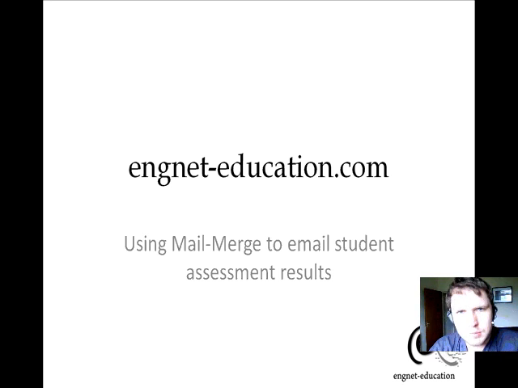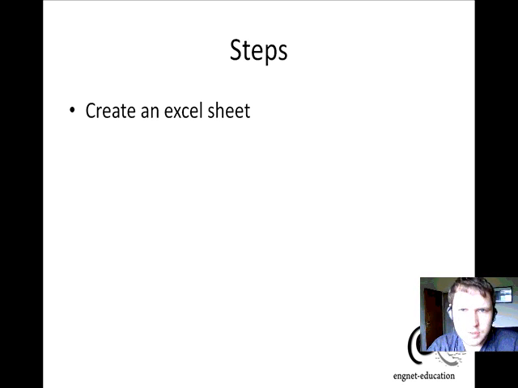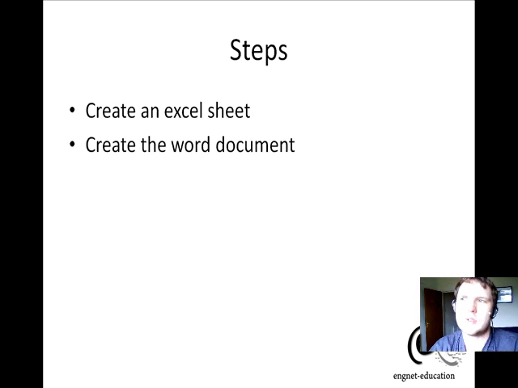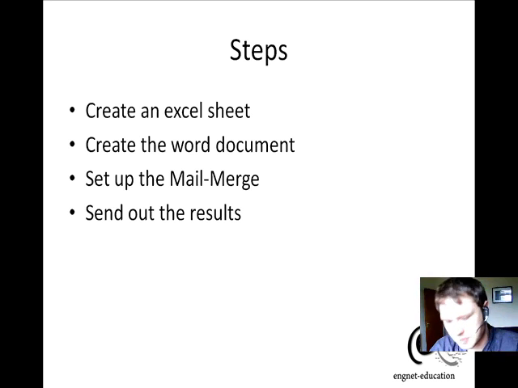This video is all about using mail merge to email students' assessment results. Basically, all that's involved in setting this up is first you create an Excel spreadsheet which contains the student's name, email address and results. And then you create a Word document, or you can use an existing Word document which your institution has provided you with as a feedback form, and then you set up the mail merge, and then you email your students. So that's pretty much it.